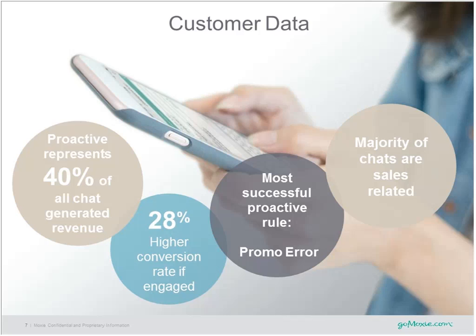So what you'll see from the first bubble is Proactive represents 40%, that's 40% of all chat generated revenue. So maybe you have 60% of chat and 60% of chat revenue, I should say. 40% of that is represented within that 60%. That's a very high figure of one of our customers that is actually applicable there.